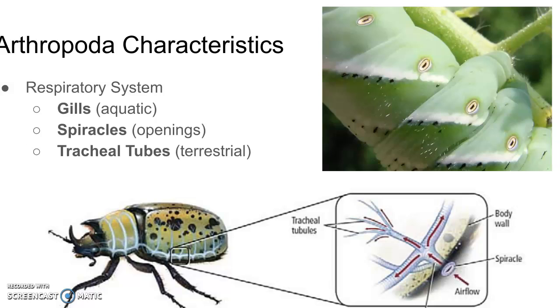Now, if the organism is not aquatic, there are a few methods. All the organisms that are not aquatic have spiracles. And spiracles are openings in the side of the animal that allow the oxygen to come in. Now, once those openings are there, there are three different methods in which the air can travel.